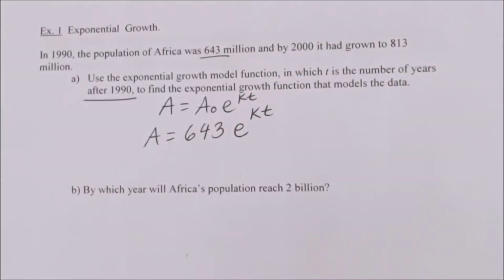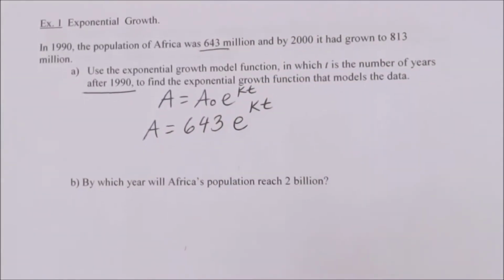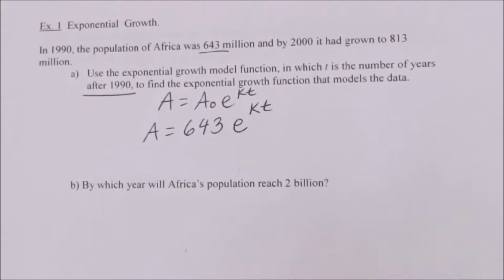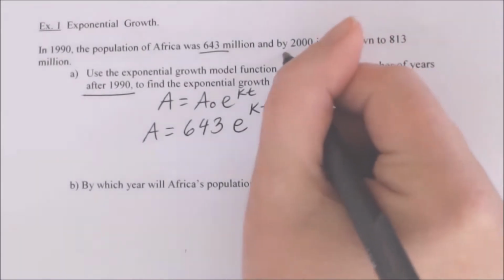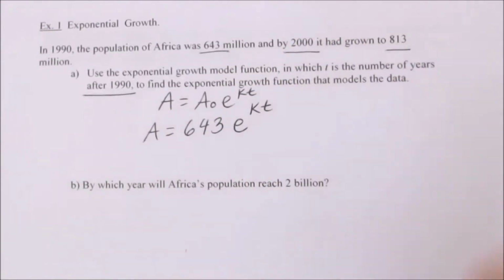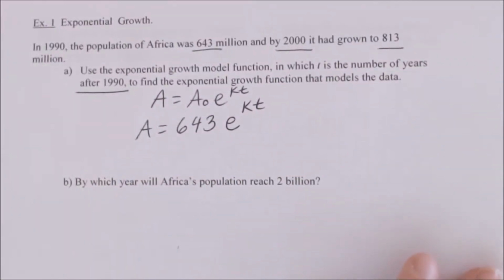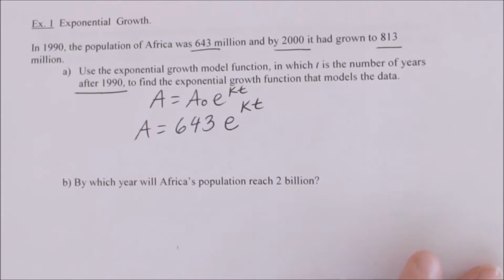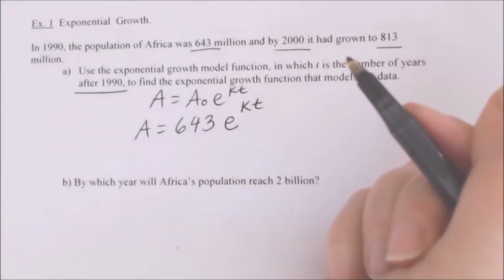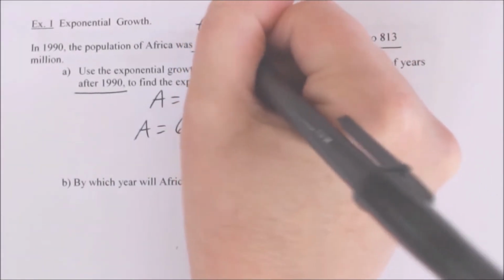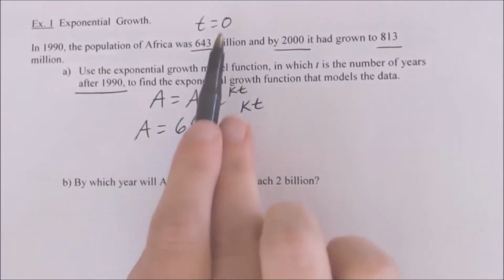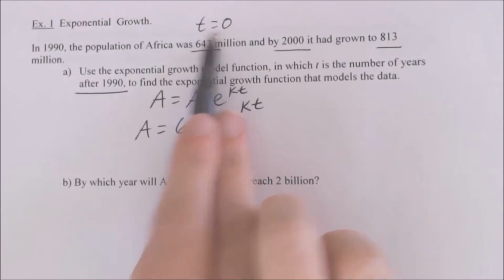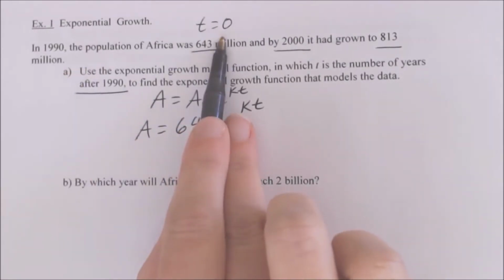All right, so now we still have to find k. We have to figure out what the percent of growth is per year. And that's where the second piece of information that they gave us comes into play. It says by the year 2000, the population had grown to 813 million. So think about if 643 million corresponded to t equals 0. We know it was 1990, but we said that was the initial year we started measuring. So 1990 would correspond to t equals 0.